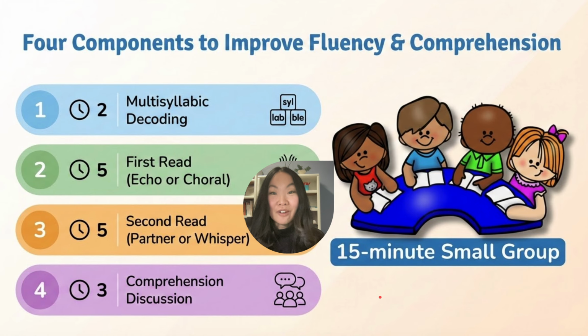And there you have it, 4 components to improve fluency and comprehension. I've walked you through the 2-minute multisyllabic decoding routine. I've walked you through the 5-minute first read, and I chose choral reading. I've also walked you through the 5-minute second read, and I chose whisper reading with my students. But of course, you can choose partner reading if you think your students need more support. And lastly, I've walked you through 3 minutes of comprehension discussion questions. And there you have it, a 15-minute small group lesson to improve fluency and comprehension with multisyllabic decoding.